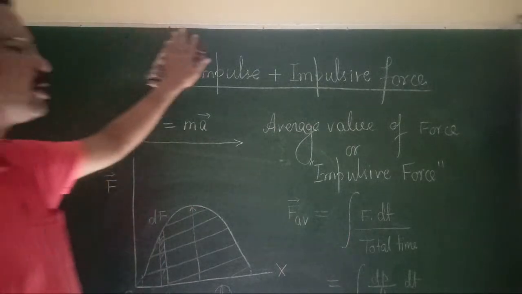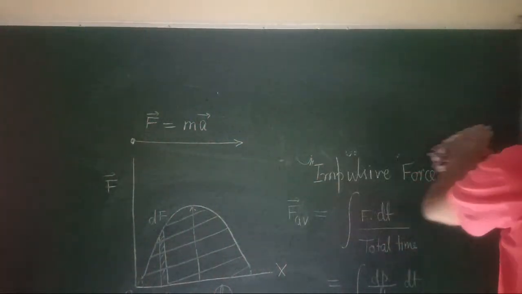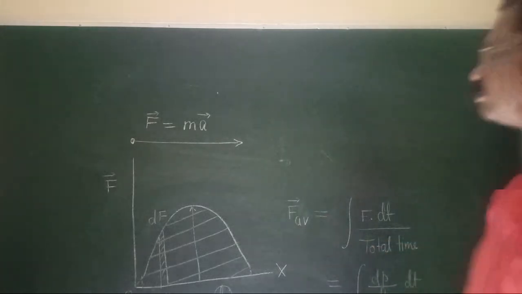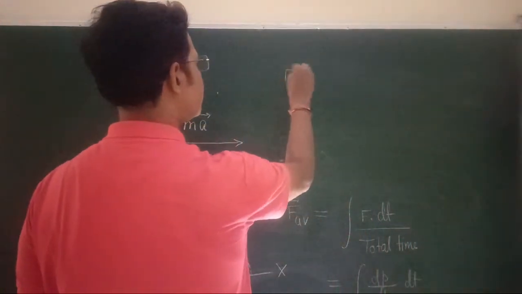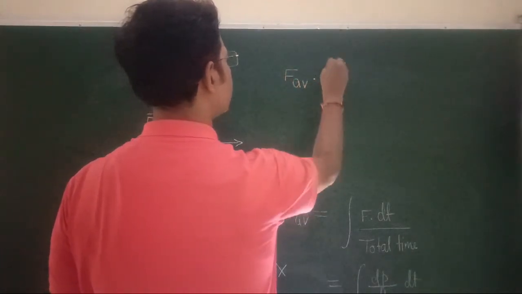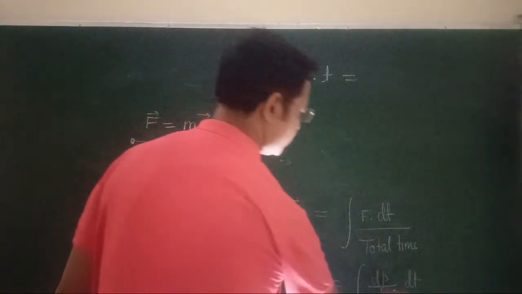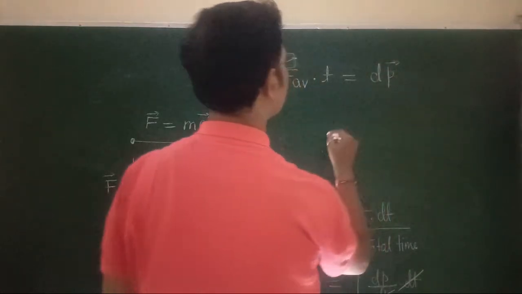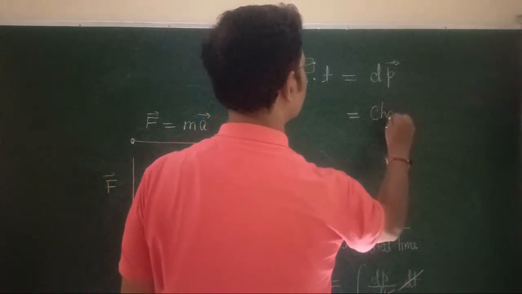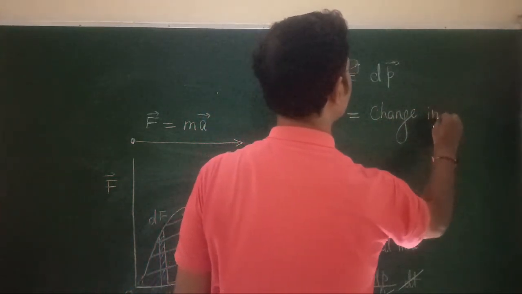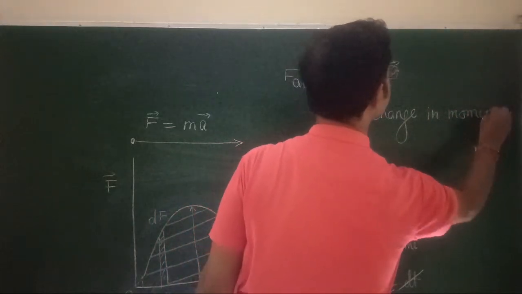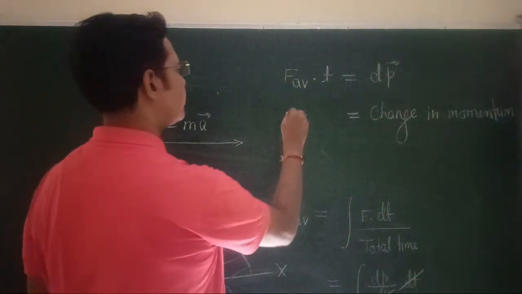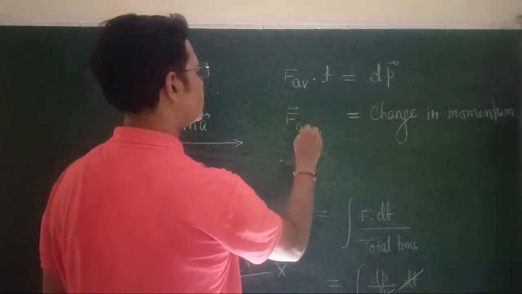You can see here the area of this graph is given by the force. So you can also tell average force into total time is equal to what? dt is cancelled. So what is there? Change in momentum. There is what? Force average into time.